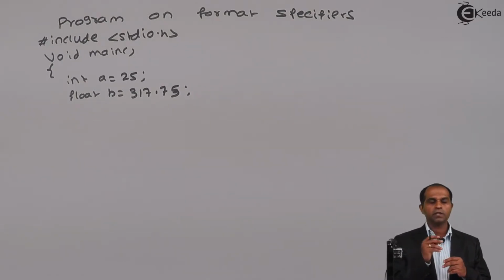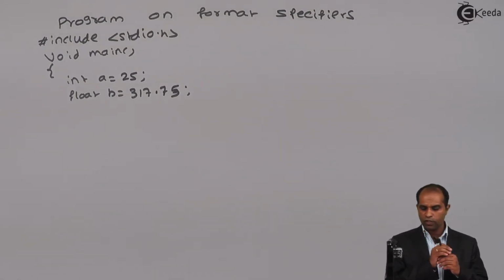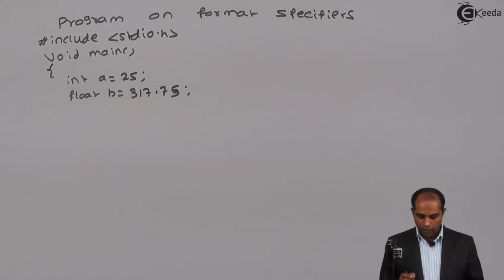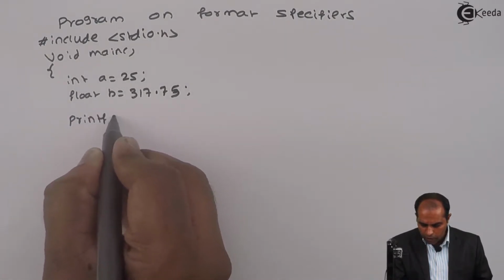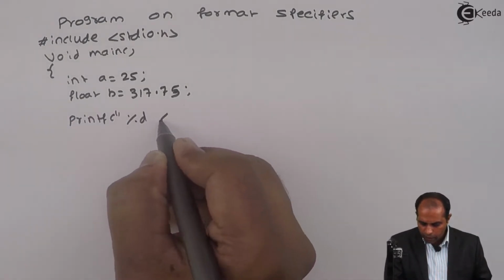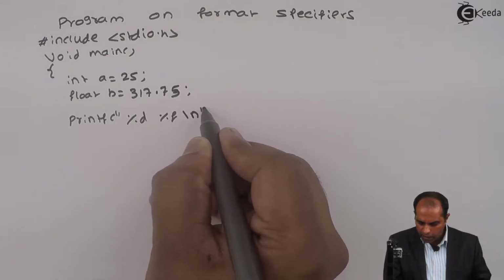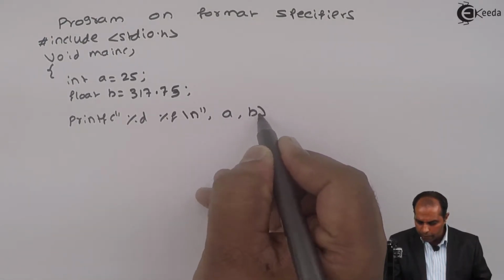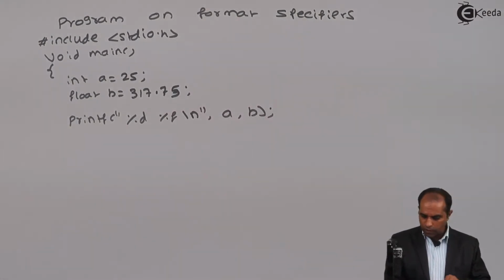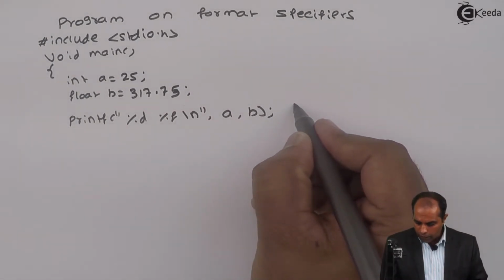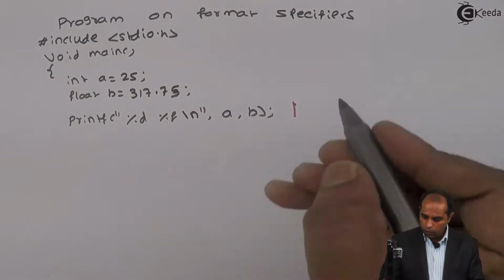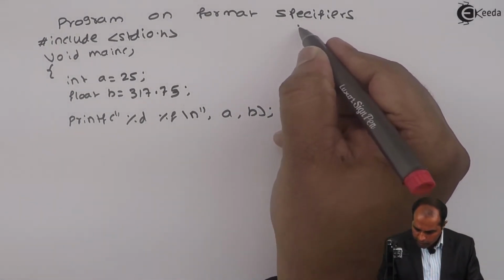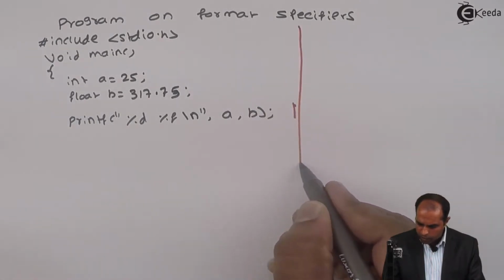So I have considered two variables, a of type integer and b of type float, with the values 25 and 317.75. Now, let me write a normal printf instruction to display these values. I'll say printf("%d %f\n", a, b). Now, no prize for guessing the output of this instruction. If I assume this to be the left hand side of the screen, how exactly does the output appear? So let me write the output of these numbers at this place.